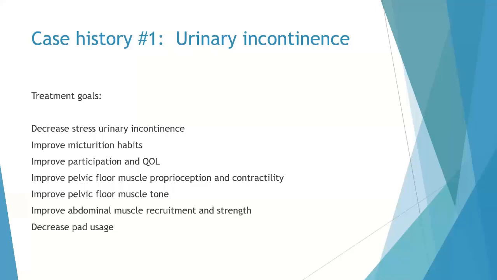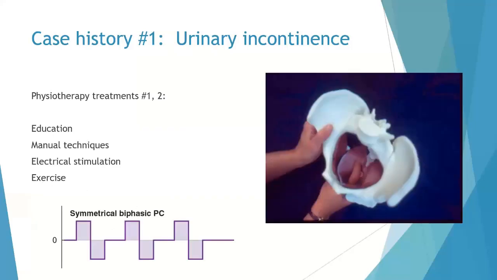So in terms of contractility, it's not just a matter of can she contract or not. Can she feel that she's contracting? Can she contract strongly? Can she contract quickly? Can she contract for a long period of time? Eventually, too, I would like to improve the pelvic floor muscle tone, which takes a lot longer to train than muscle contractility. And then improve her abdominal muscle recruitment and strength, and hopefully decrease the usage of pads.